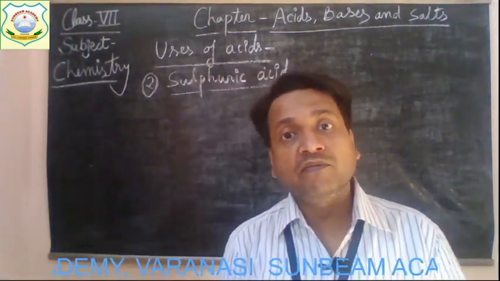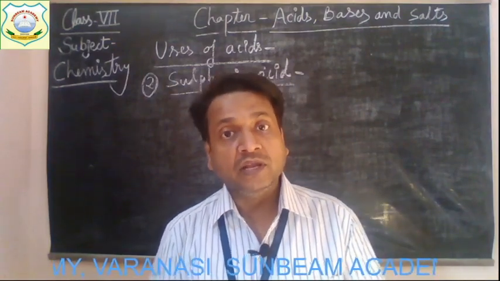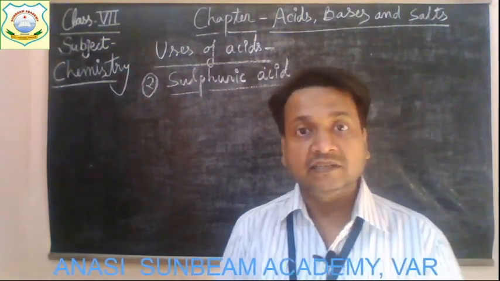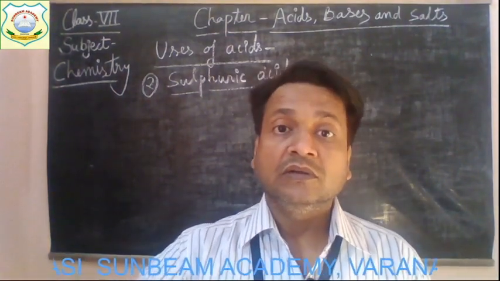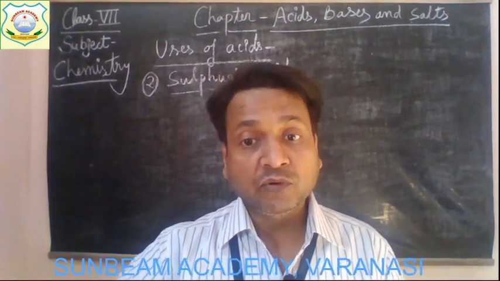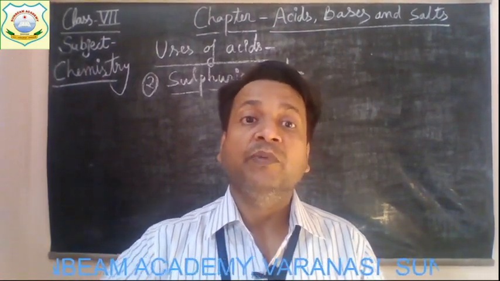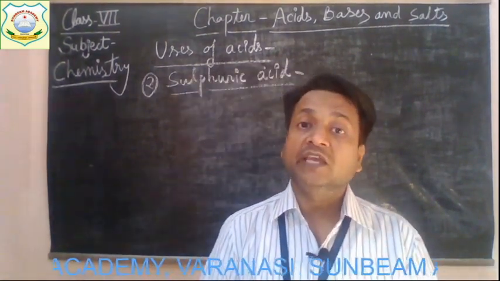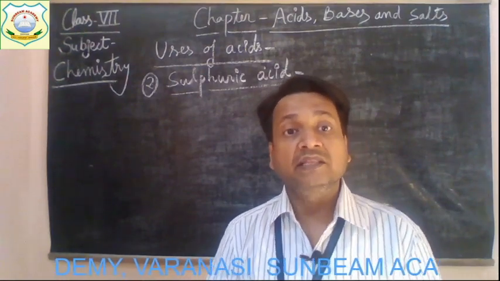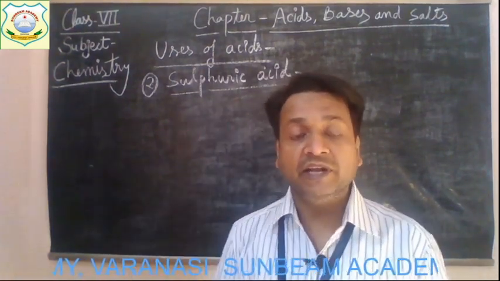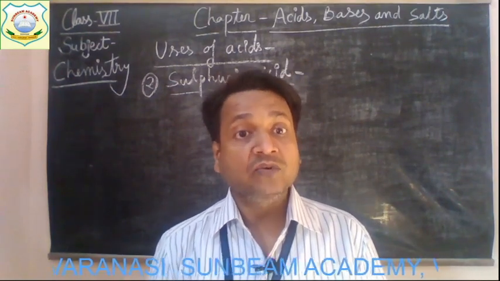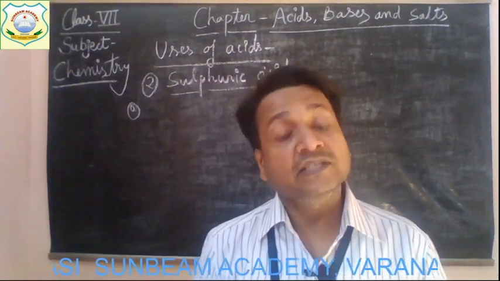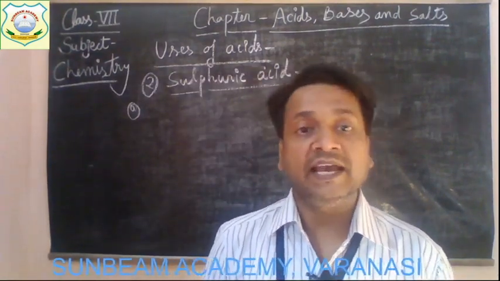As you are all very aware, hydrochloric acid, sulfuric acid and nitric acid are the mineral acids. So, we will discuss what purposes sulfuric acid is used for. It is one of the most widely used chemicals in industry. Mainly, sulfuric acid is used in different industries, and the main uses are, the first one, it is used to manufacture fertilizers.